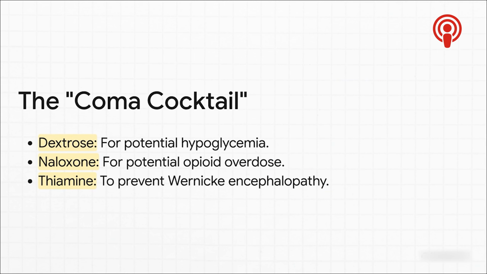Doctors turn to what's often called the Coma Cocktail. Now, it's not a single drink, obviously. It's a combination of things given through an IV that works like a safety net. First, dextrose, just in case the coma is from dangerously low blood sugar. Second, naloxone, to cover a possible opioid overdose. And third, thiamine, a vitamin that prevents a very specific and very preventable type of brain damage.